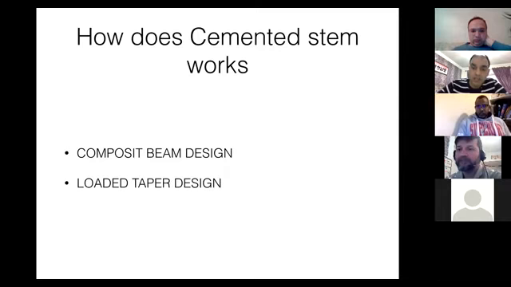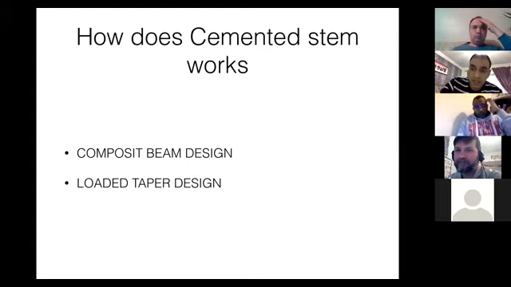Now, the composite beam design is an old design. It's based upon the Charnley low friction arthroplasty. It has a matte finish, and when you put the cement and stem in, it's not a polished stem and it's not tapered. So the stem, cement, and the bone will act as one unit. So there should be no movement at the cement and stem level, but in reality some micromovement happens, and that can cause loosening.